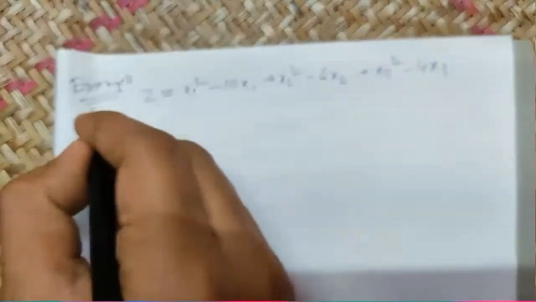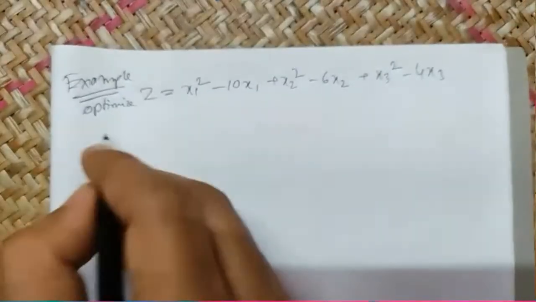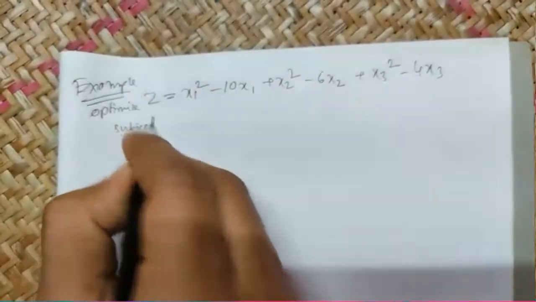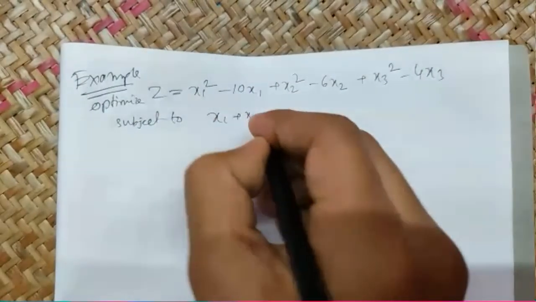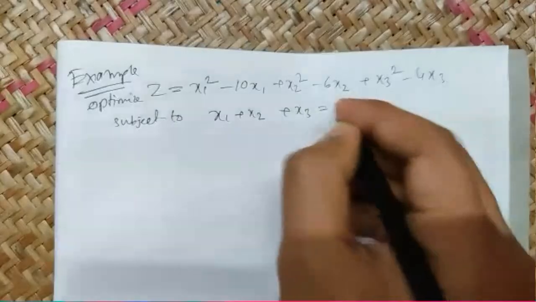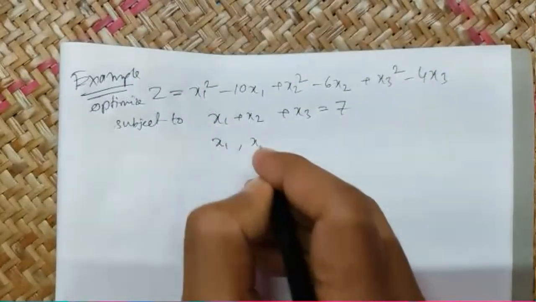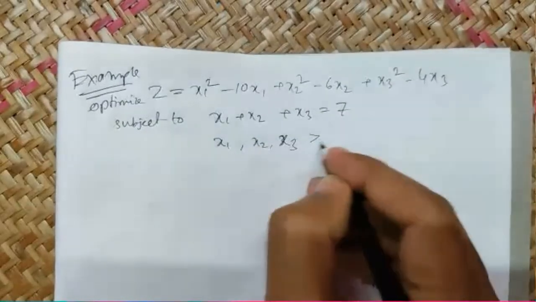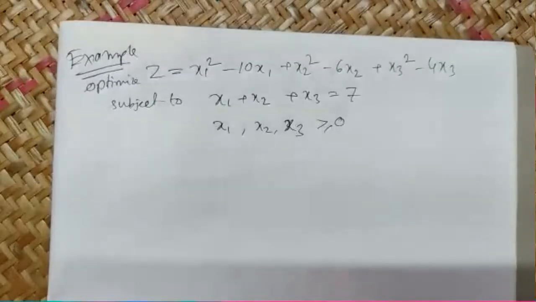This is the question: optimize Z, subject to x1 plus x2 plus x3 is equal to 7, and x1, x2, x3 are all greater than or equal to 0. This is the problem. Okay, now our first job is to form the Lagrange function.